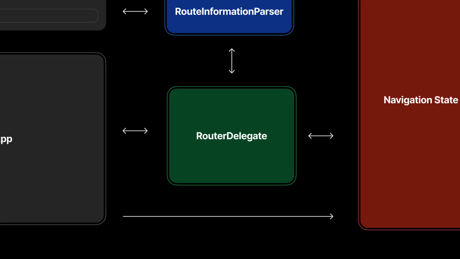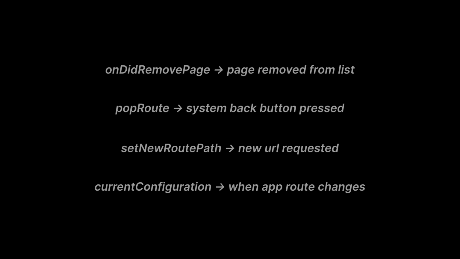The router delegate also has functions that notify or give information on route changes. The onDidRemovePage function within the Navigator is triggered whenever a page is removed from the stack. The popRoute function is triggered whenever the system back button is pressed. The setNewRoutePath function is triggered when a new URL is requested by the system. The currentConfiguration function is triggered when the app routes change. Then the route information parser has two functions to convert from URL to app state and vice versa to keep the system and app synchronized.